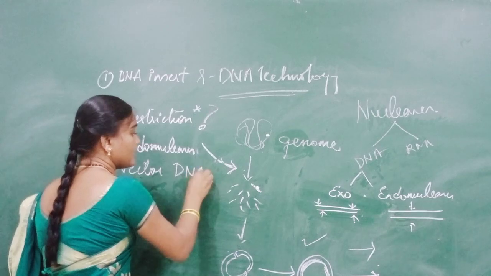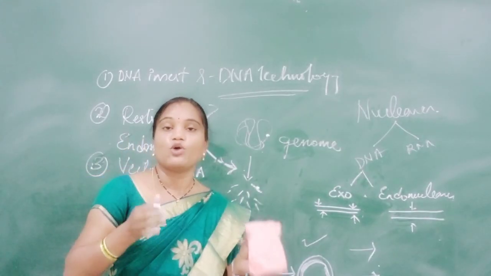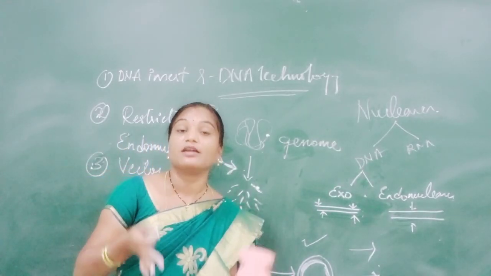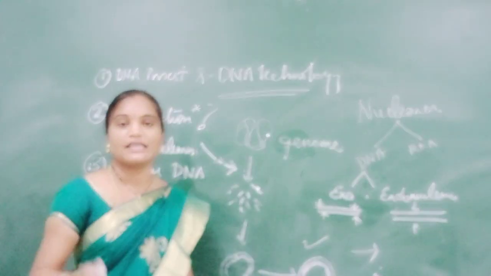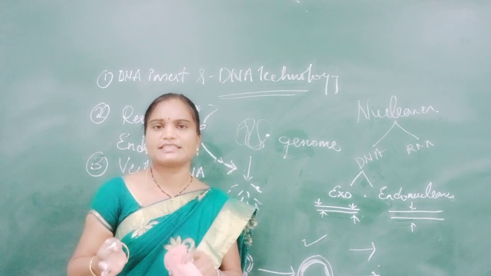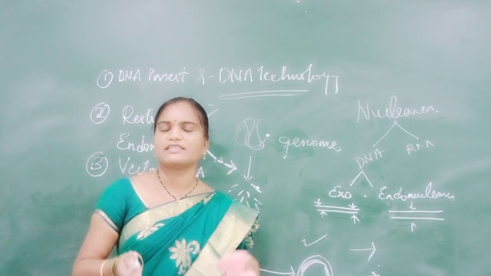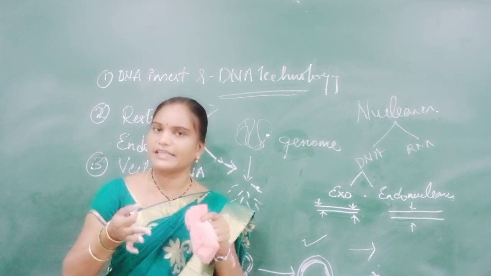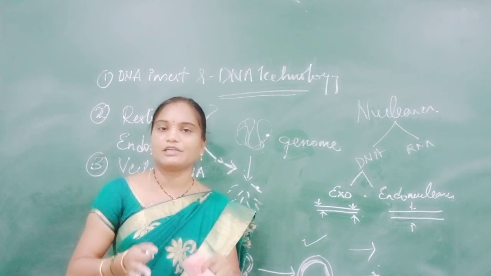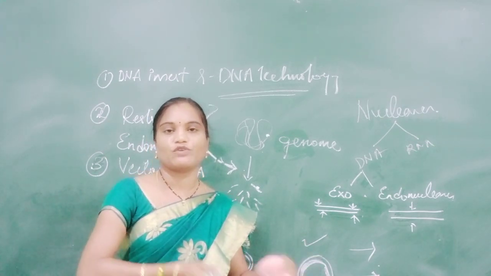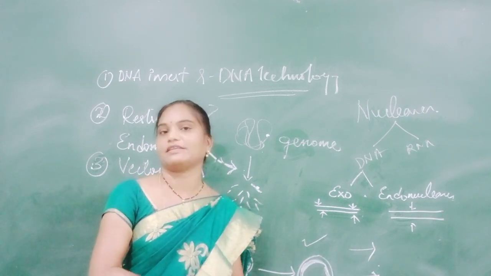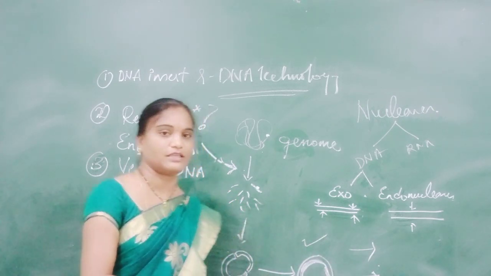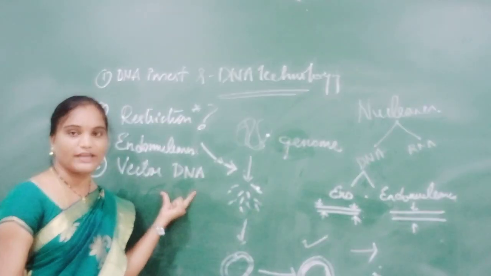Vector DNA is a DNA molecule which is used as a vehicle to carry your DNA insert to the organism. It is something like a carrier, a vehicle which carries your gene of interest, that is your DNA insert, and transfers it to your organism. That may be bacteria, whatever it may be. So that is vector DNA.